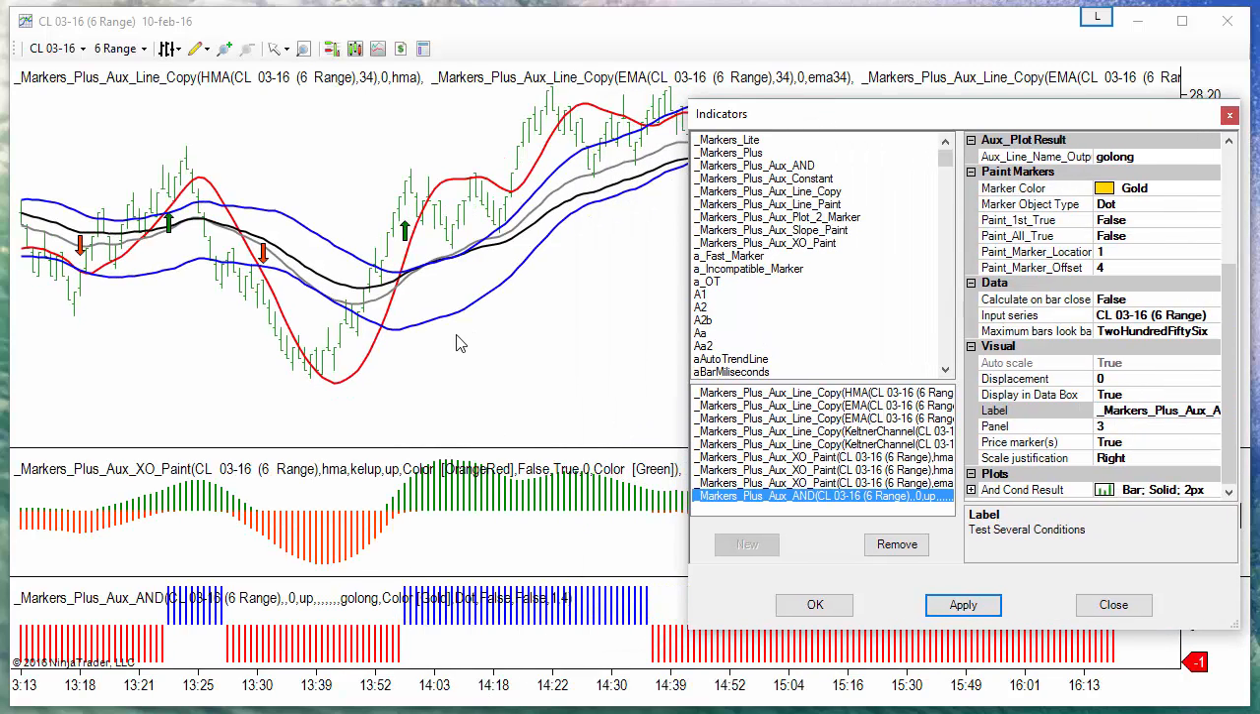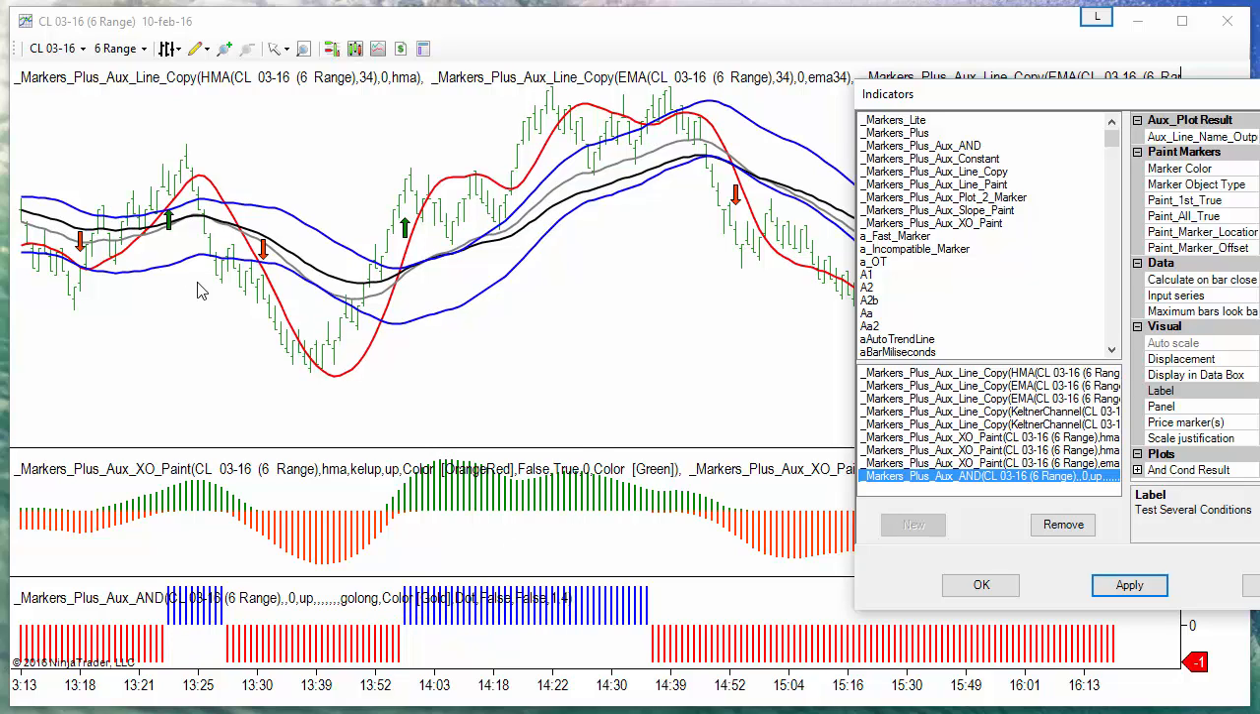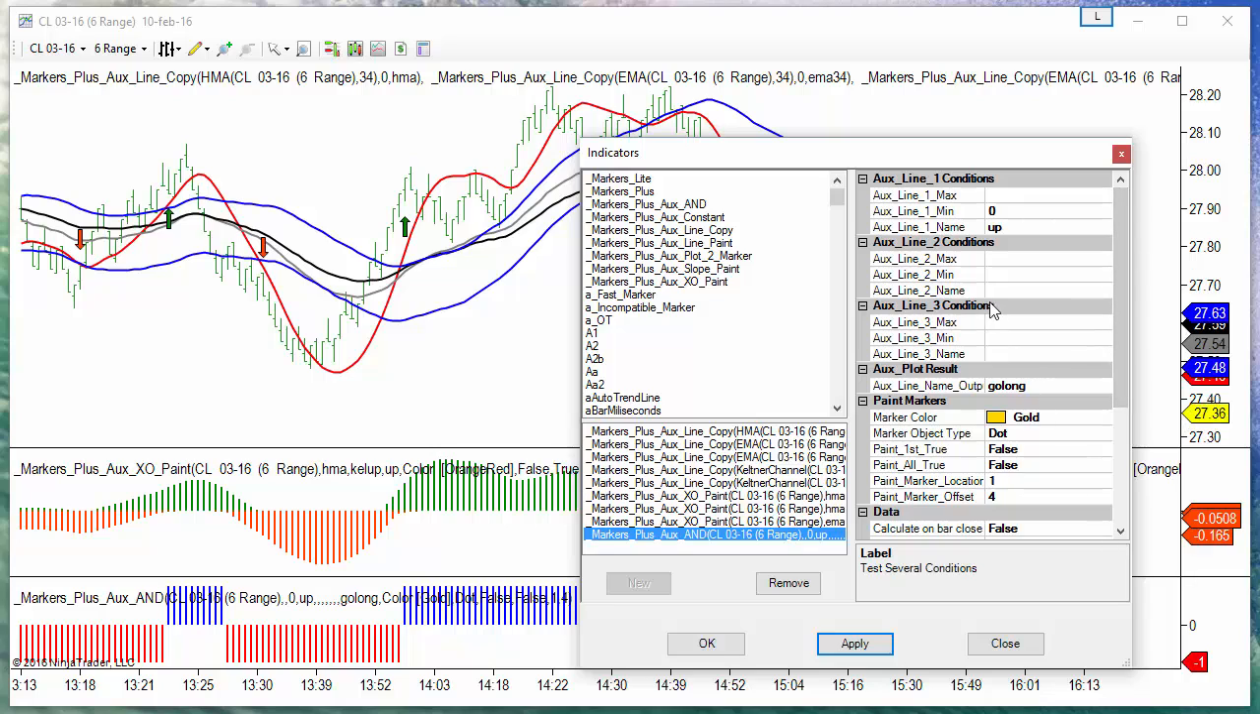We can go testing the results. So we have the red line over the blue envelope on here and here. I will add the other condition.